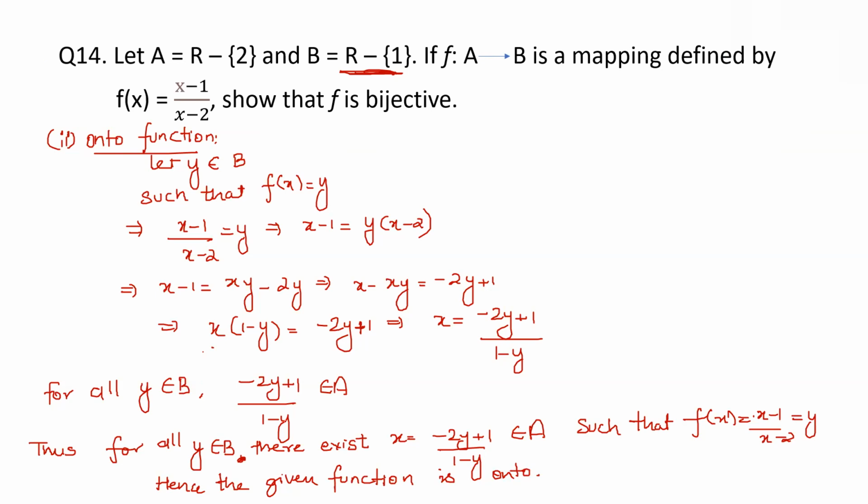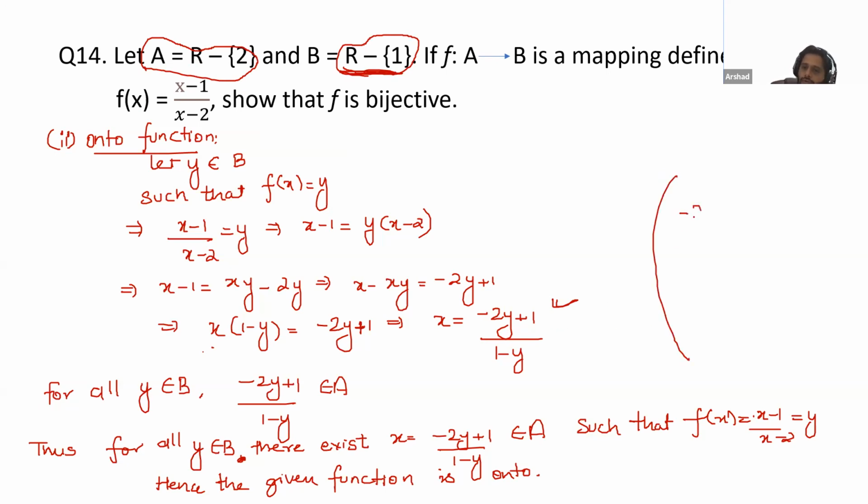In place of y, we will put the numbers from the second set, which means R minus 1. If you put any number from set B in this expression, then this complete expression will always give you a number from the set A. That means you will never get 2 in this expression. If you wish, you can check in the bracket.